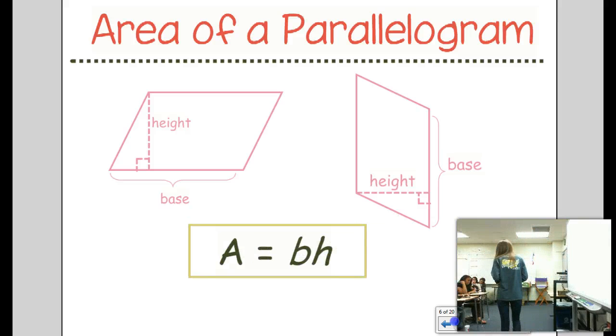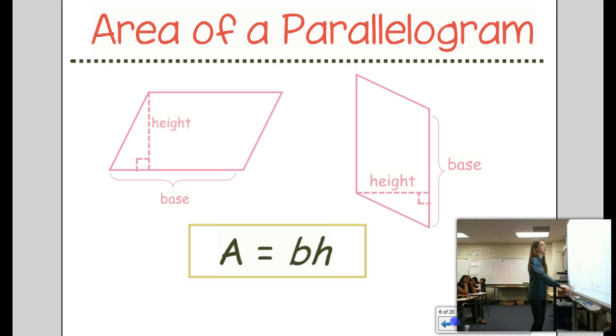Was it already on your page? No. Very good. Okay, write it down somewhere on your page. Area at the top. Area equals base times height. Now, let me be really clear about this because it can get confusing. This one is totally normal. The base is at the bottom and the height is going up and down.